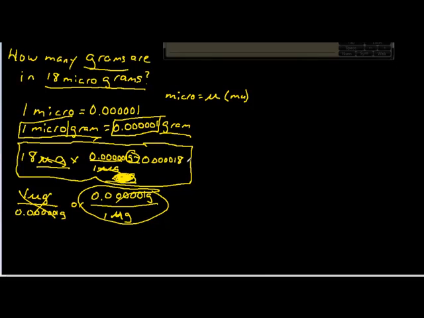What unit do I have? The only one left in the equation, that's the grams, which is wonderful, because I wanted to find out how many grams I have. I started out with 18 micrograms. The equation told me I have 0.000018 grams. I have completed my task. A little bit messy, but it's good.